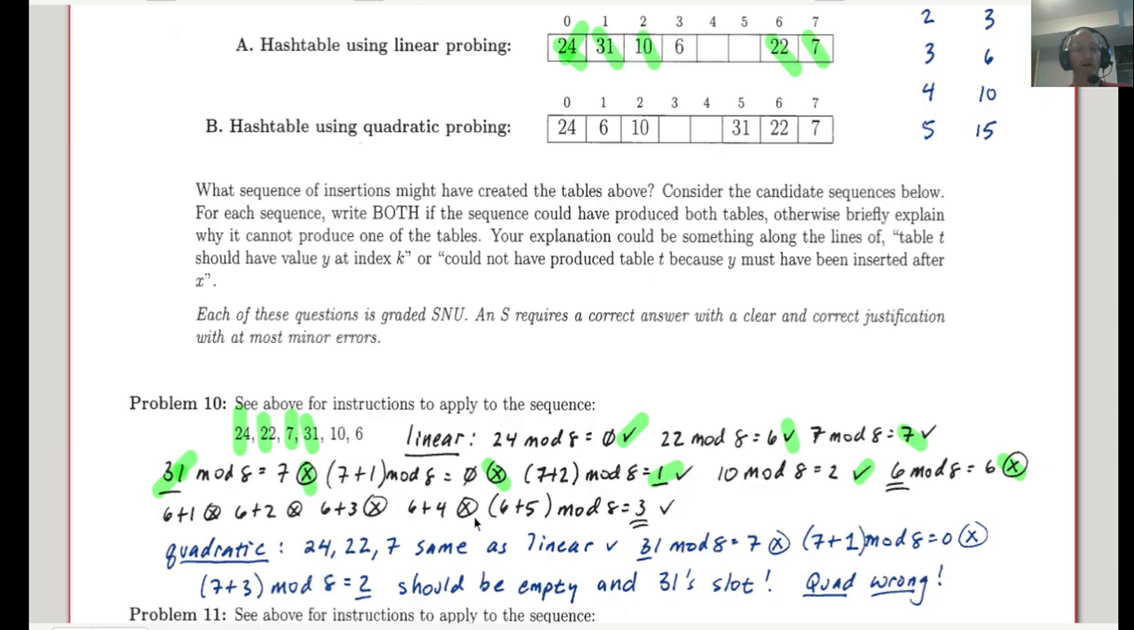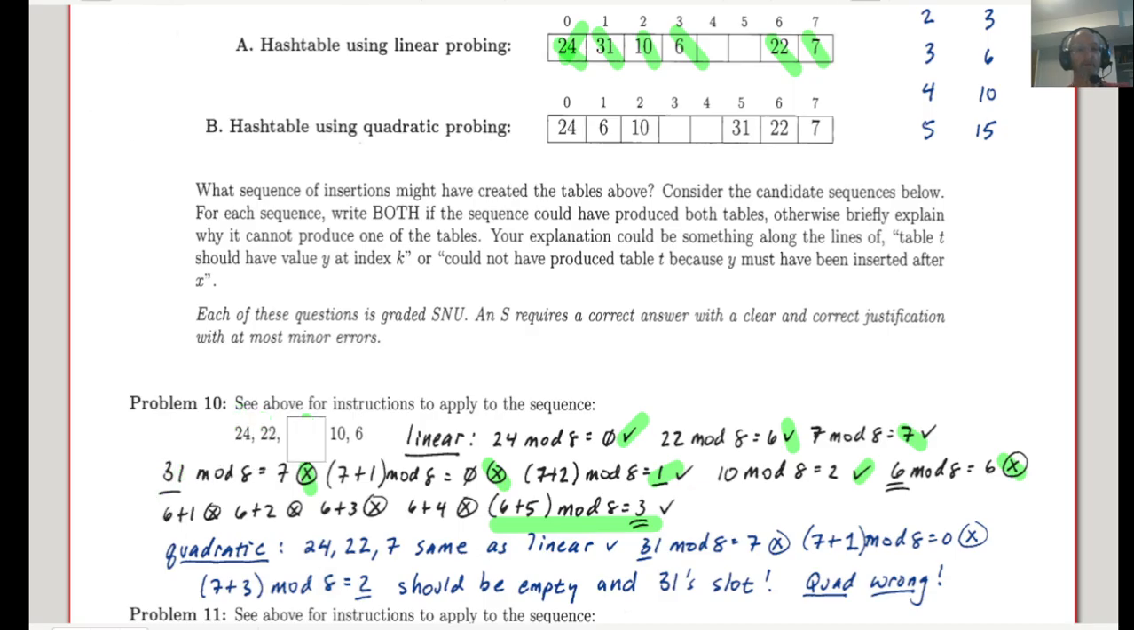6 plus 4 mod 8 is 2. We've already put the value 10 into the table. It's at slot 2. So there's a collision there. Finally, 6 plus 5 mod 8 is 3, and that's where 6 lands. So this sequence could, in fact, produce table A with linear probing.